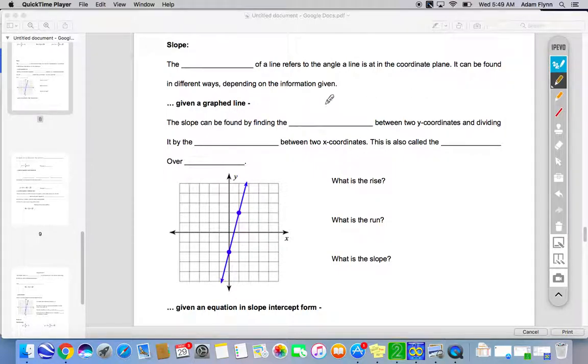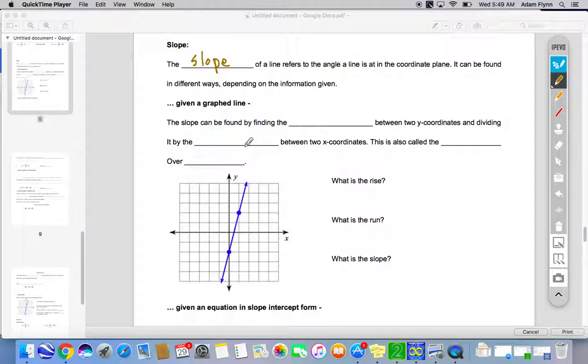Okay, so slope is a word you'll be hearing a lot throughout A2 and actually throughout the rest of Algebra 1. So the slope of a line refers to the angle a line is at in the coordinate plane. It can be found in different ways depending on the information given, and we'll discuss all the scenarios.